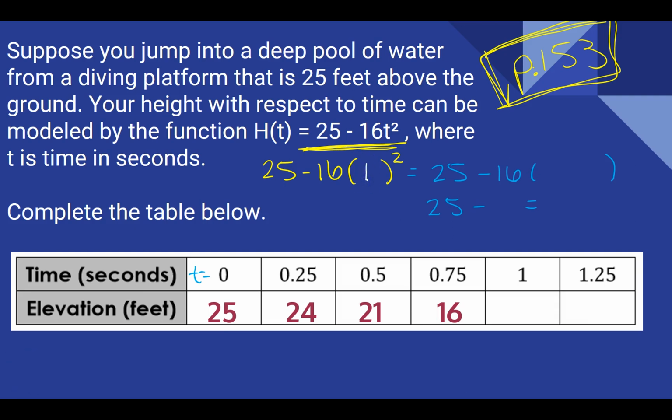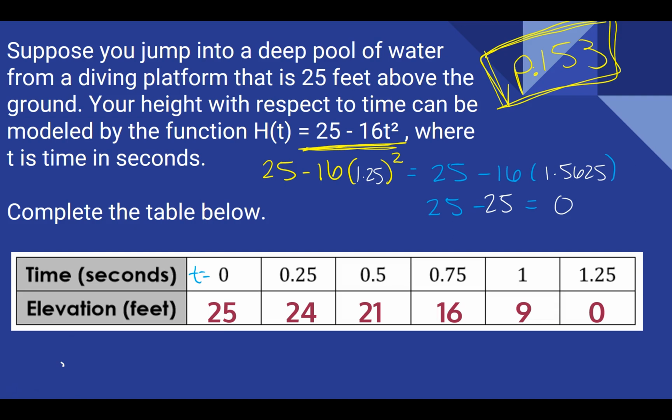All right, so we're plugging in 1 now. What was 1 squared? What is 16 times 1? And what is 25 minus 16? So your next spot should be 9. All right, the final blank, we plugged in 1.25. What is 1.25 squared? 1.5625. All right, times 16. What is 25 minus 25? 0. Good. All right, now we're going to graph it.